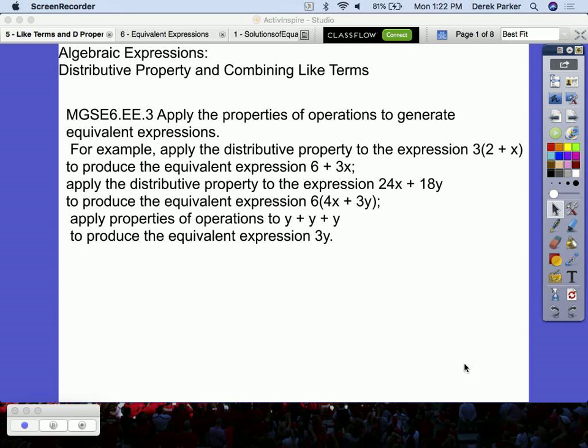In this lesson, you will learn how to use algebraic expressions with the distributive property and combining like terms. The standard is EE3: apply the properties of order of operations to generate equivalent expressions.